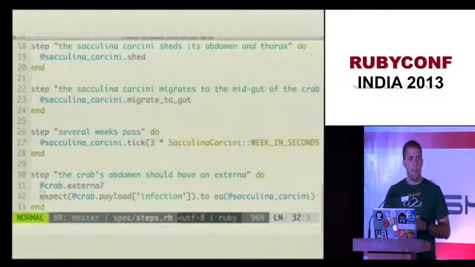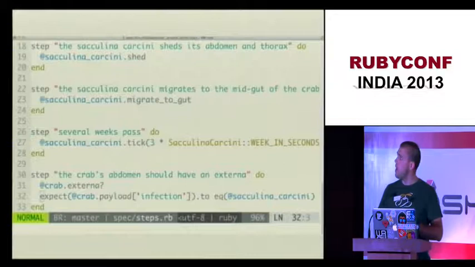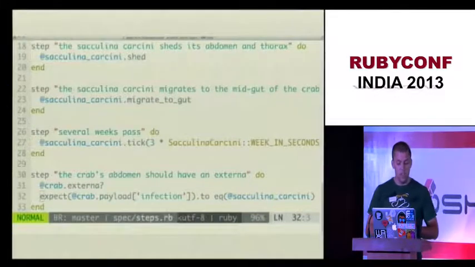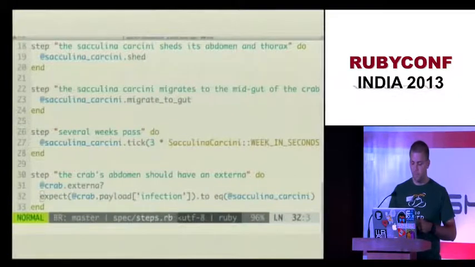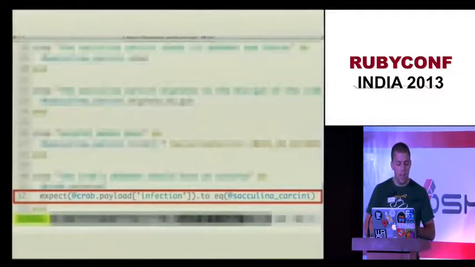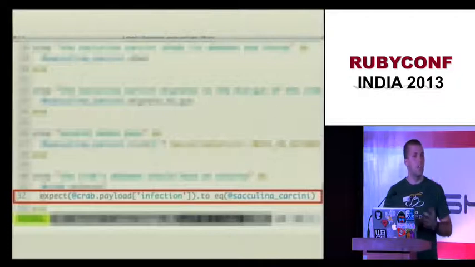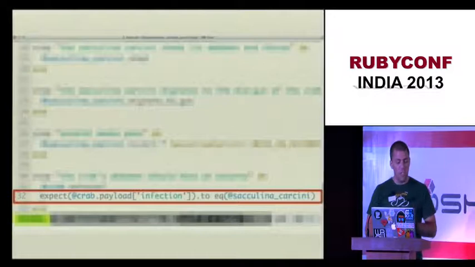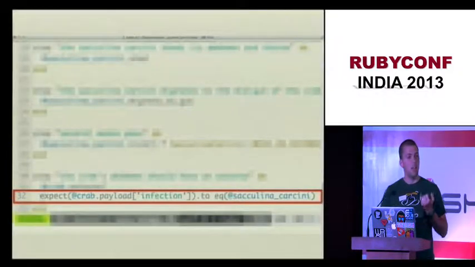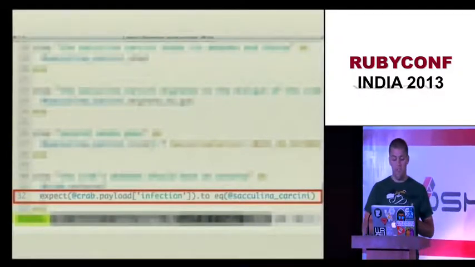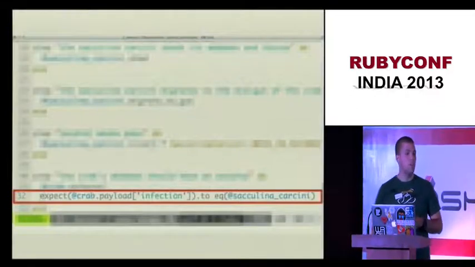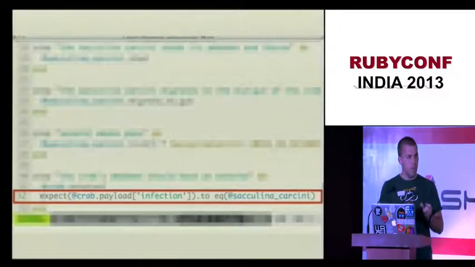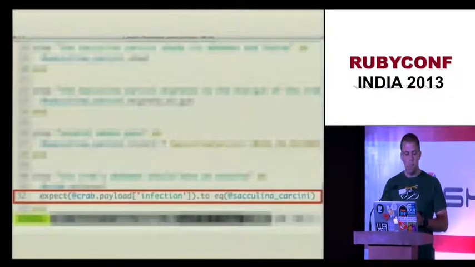Here we are in our spec steps file. The step that's failing here in line 32 is the line that we're interested in. This line references the internal state of the crab, and there's a key there, infection, and we're expecting that key will possess some value, and that value will be equivalent to an instance of the parasite. So now we've narrowed down exactly where the error is occurring, but we don't know why.